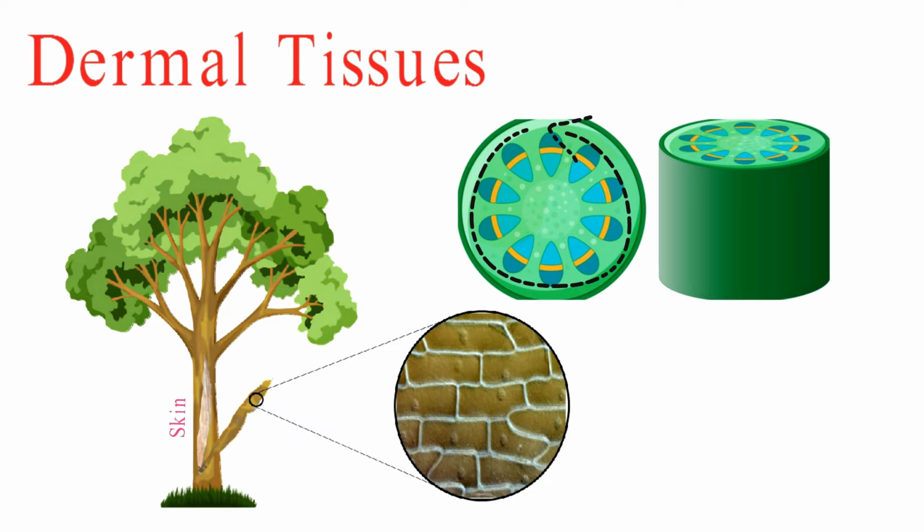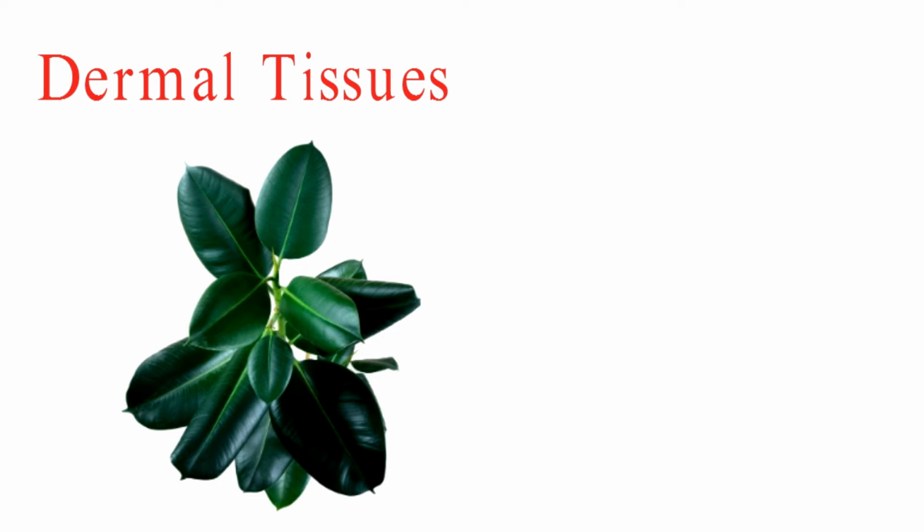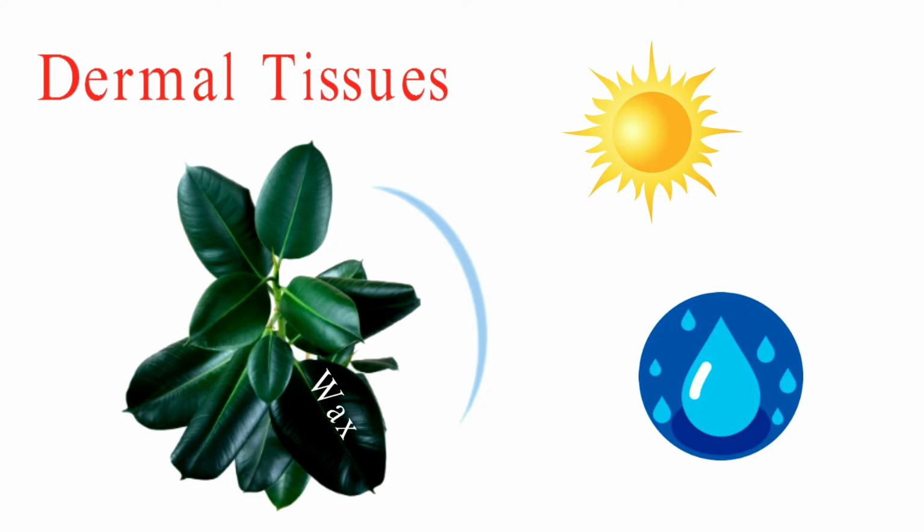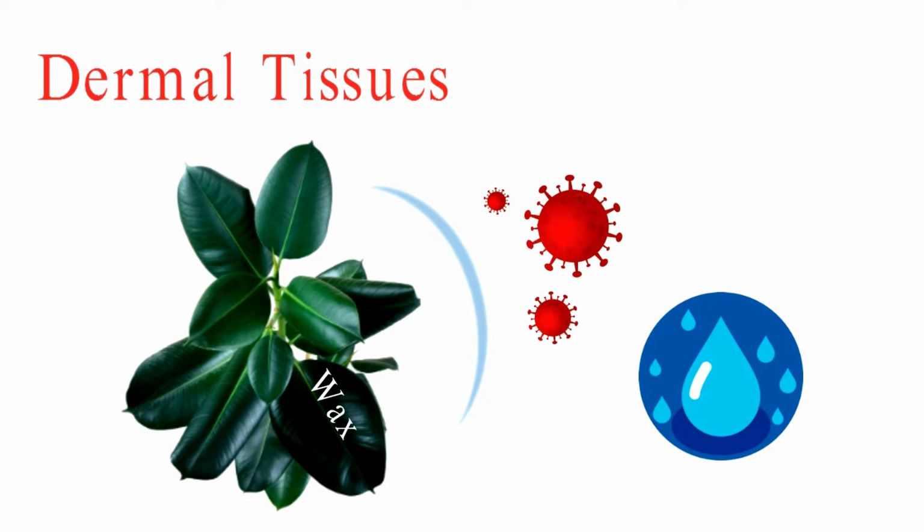And speaking of protection, here's a fun fact. That shiny layer on the surface, the cuticle, is like a plant's sunscreen. It's made of waxy substances and helps keep the plant hydrated and safe from scorching sun and harmful microbes.